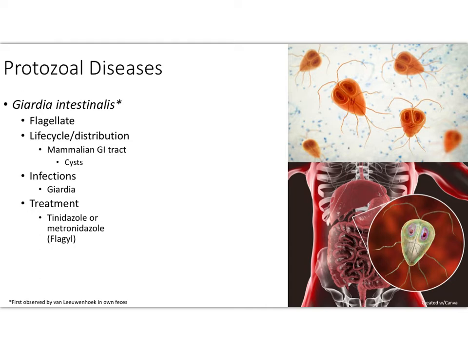Then, when another mammal comes along and happens to ingest this cyst, the protozoa will go through the GI tract, where most of the time it kind of settles in the small intestine, sometimes the large intestine as well. And it uses these little sucker-like structures to kind of hang on to the intestine and just allow it to stay there, multiply, and cause more problems for us.